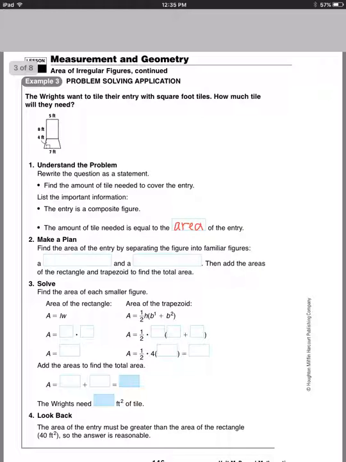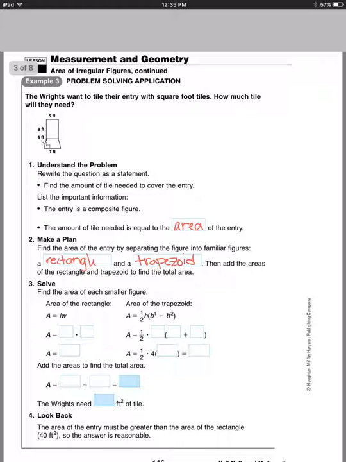So we're going to make a plan. We need to find the area of the entry by separating the figure into familiar figures. And the familiar figures we see are a rectangle and a trapezoid. Then we add the areas of the rectangle and trapezoid to find the total area.